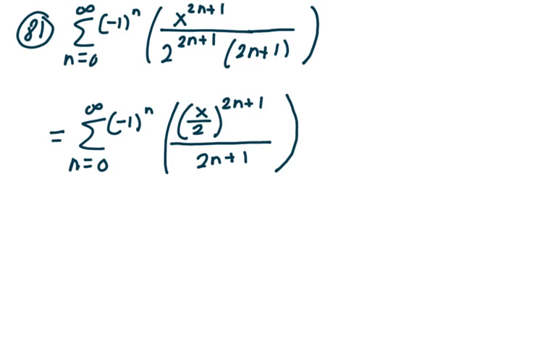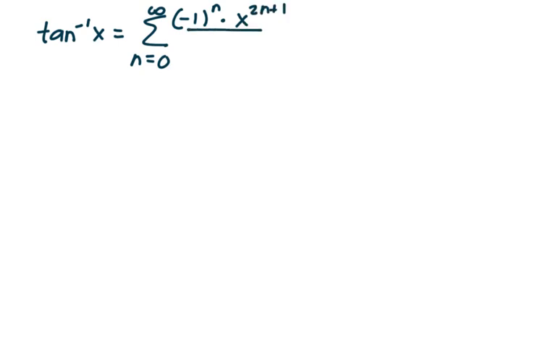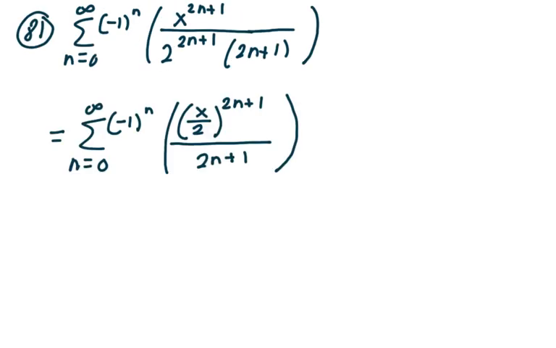Okay, from here I want to introduce you to one more series, and that's the following. Arctangent x is the summation from n equals 0 to infinity of negative 1 to the n times x to the 2n plus 1 divided by 2n plus 1. So this is something we can derive at the end of this video if we need to. Now, look at here. So I would say we're pretty close.